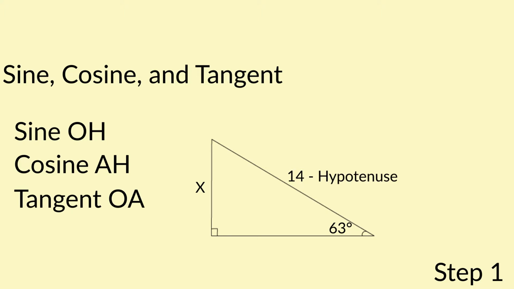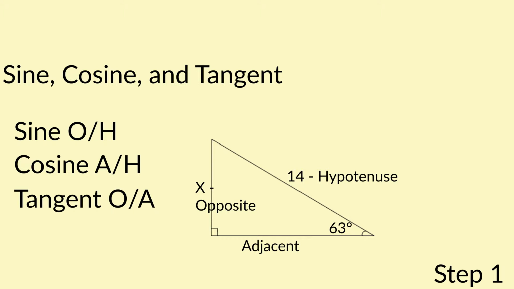After finding the hypotenuse, you look at the angle that you're trying to solve for. Let's say the 63-degree angle. It is impossible to do sine, cosine, or tangent from the right angle. The side not connected to the angle is opposite, and the side touching the angle is adjacent. With this information, SOH CAH TOA will make more sense. As you can see, sine is opposite over hypotenuse, cosine is adjacent over hypotenuse, and tangent is opposite over adjacent.